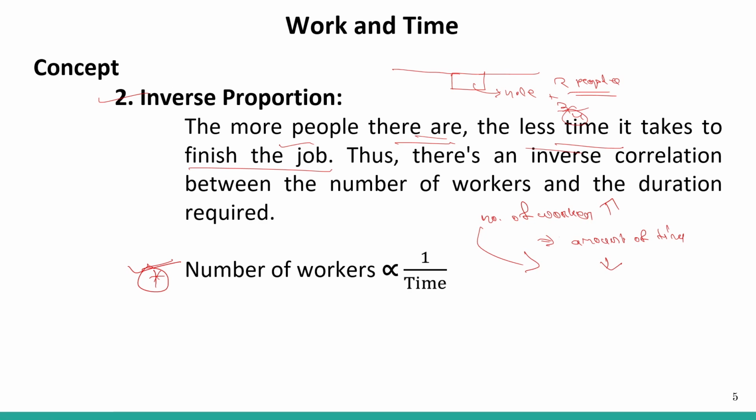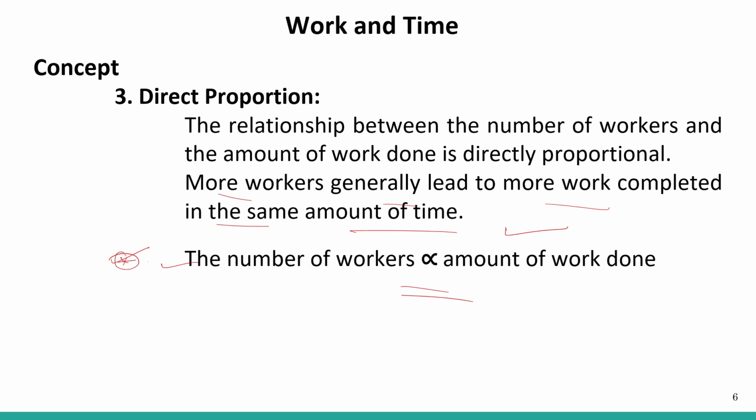So we learned what inverse proportion is. If one thing gets increased by a specific ratio, the other thing decreases by that specific ratio. Here in the first case it increased, in the second case it decreased. That is what we call inverse proportion. If one gets larger, the other one gets smaller. So what is direct proportion? The relationship between the number of workers and the amount of work done is directly proportional. So more workers generally lead to more work completed in the same amount of time.